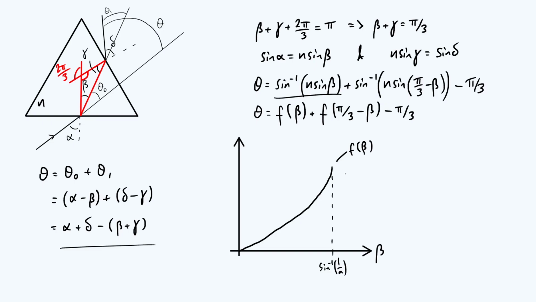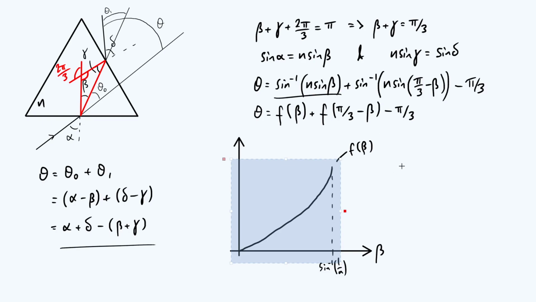All right, so f of beta roughly has that sort of shape, but what about f of pi over 3 minus beta? If you know your graph transformations, you might recognize this as a reflection in the vertical axis, because you've got a minus sign in front of that beta, but also a translation of pi over 3 units to the right. So this is a combination of two transformations of f of beta. That allows us to quite easily sketch f of pi over 3 minus beta.